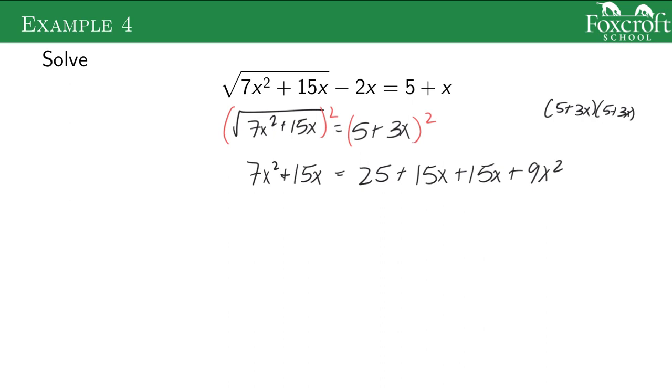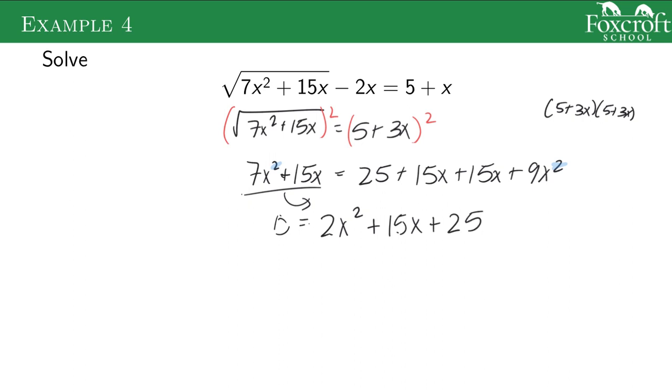And again, this is where you take a little breather and say, okay, good, I finally got rid of the square roots. The square roots are gone, but now I have a new equation I have to solve. So how do I solve this new equation? Again, just like the last problem, I recognize there's these x squareds, so I want to get 0 on one side, so I'm going to move this stuff to the other side. So we get 0 equals 9x squared minus 7x squared is 2x squared, 15x minus 15x is going to be 15x, plus 25.